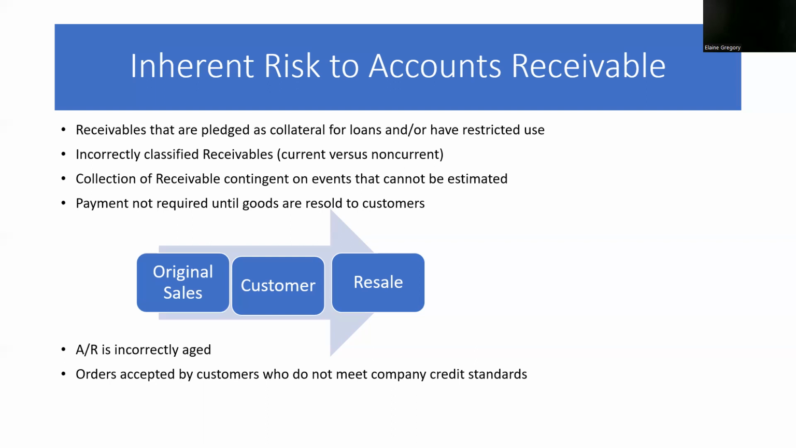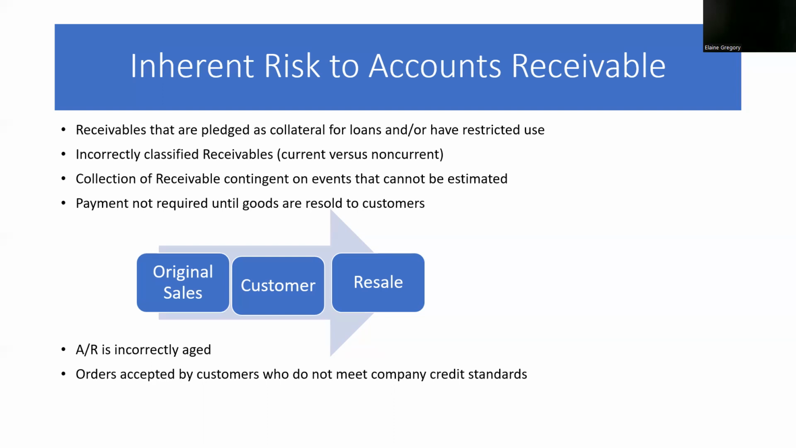Payment is not required until goods are resold to customers. So I am a jeans manufacturer and I'm selling to Gap. And the Gap company says that we are not going to pay you until we resell that pair of jeans to the third party, the final customer. That could be a real risk in accounts receivable. You don't know when that sale has occurred, do you?